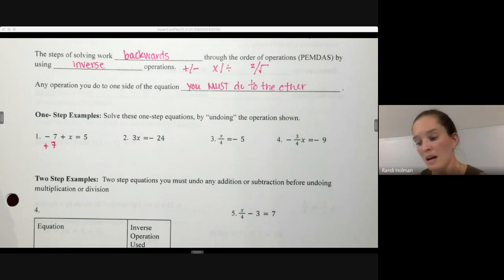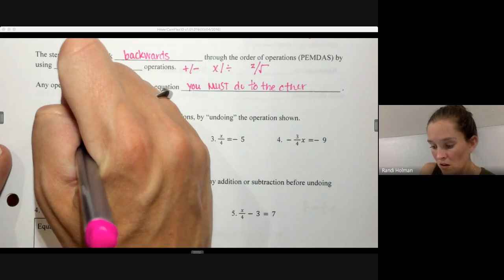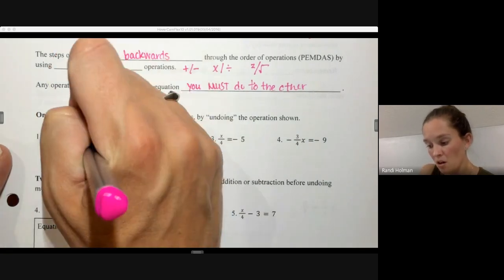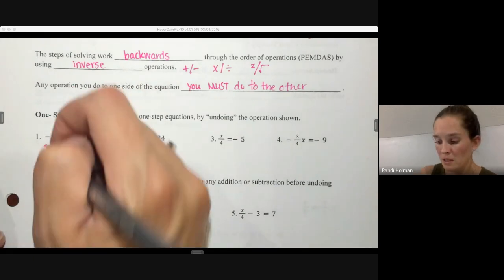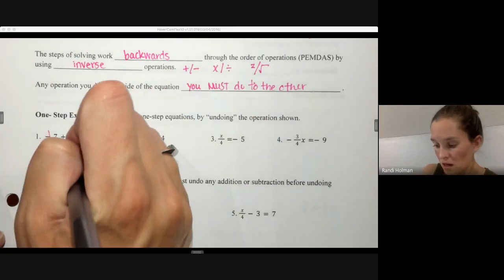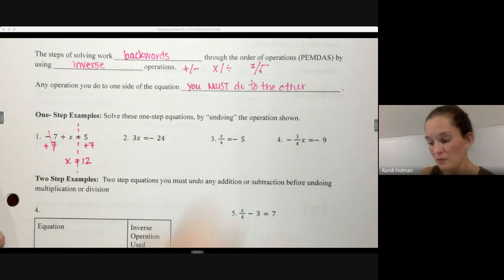So utilizing that, if I add 7 to the left side of the equation, right here is my balance point, I need to also add 7 to the other side of the equation. -7 plus 7 goes away. That was the whole point there. We're left with x equals, and then 5 plus 7, we get 12.